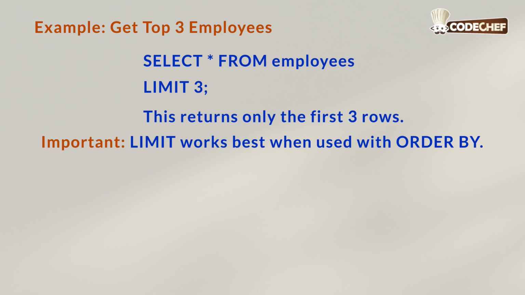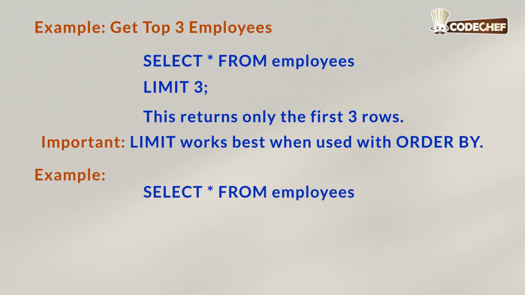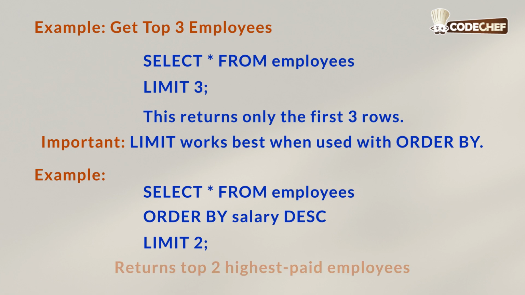And how do we sort the data? With the help of order by command. For example, select star from employees, order by salary, DESC, limit 2, semicolon. So what will this query do? It will return top 2 highest paid employees in the company.